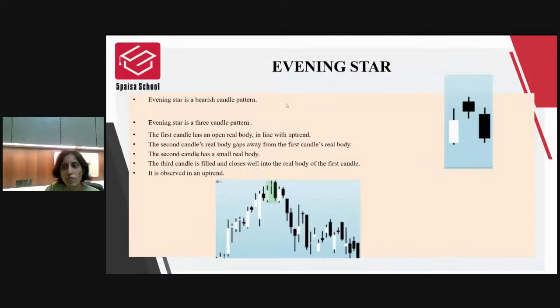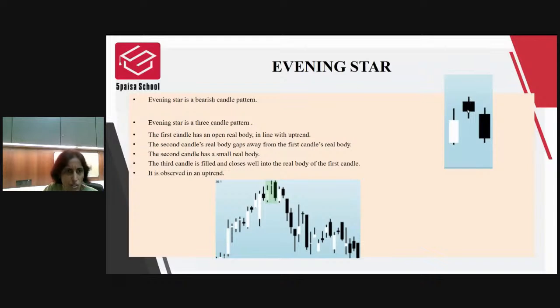Next we come to another chart pattern, which is the evening star. The evening star is a bearish candle pattern, and it is a three candle pattern. The first candle has an open real body, which can be white or green, in line with the uptrend, as you can see over here.